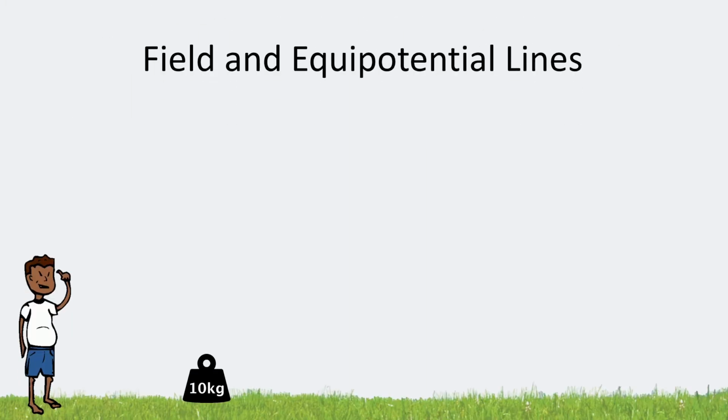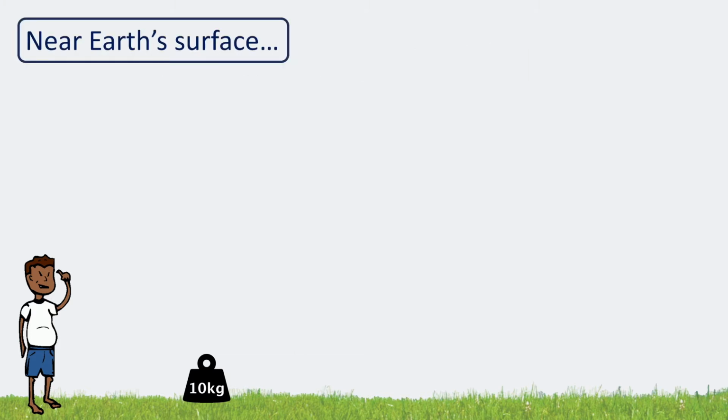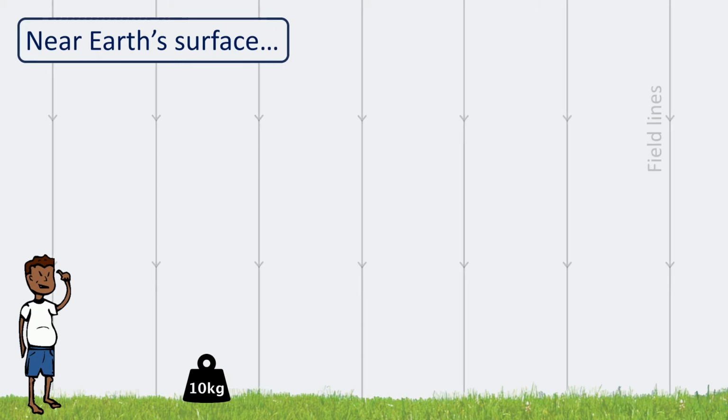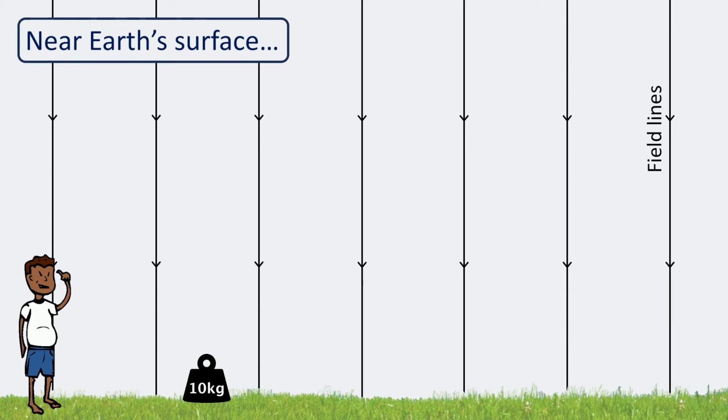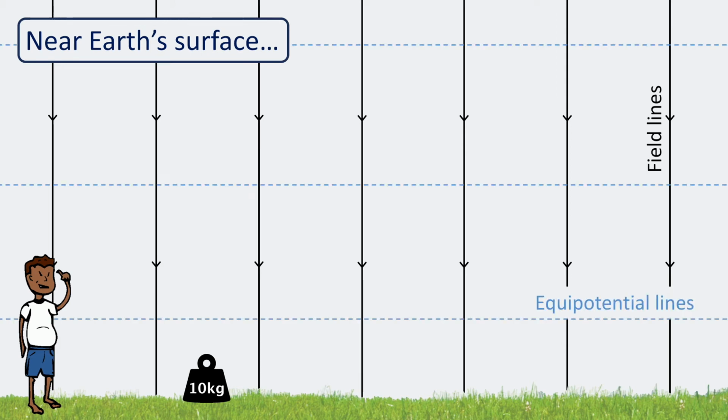Field and equipotential lines. We'll be looking at these near Earth's surface. You already know how Earth's gravitational field near Earth's surface is acting downwards, because objects accelerate downwards because of Earth's gravity. And we can illustrate this by drawing a set of lines, called field lines, acting downwards. We can also draw a set of horizontal lines called equipotential lines, which just illustrate that when moving along these lines, an object has unchanged potential energy.